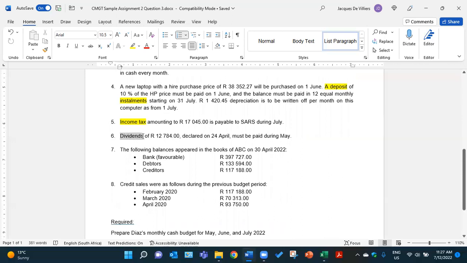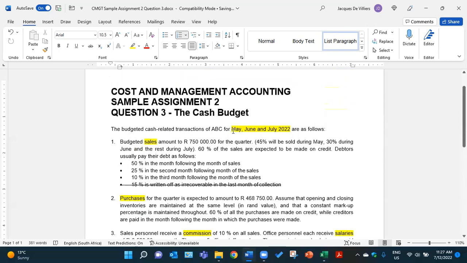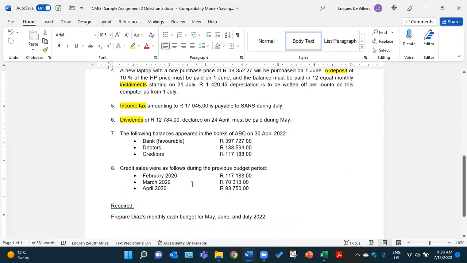Dividends of 12,784 were declared on 24 April, but we're going to pay them in May. Then we are sitting with the following balances that appear on the books, the bank, the debtors and the creditors, and then they give us the credit sales for some of our previous months. Now that makes sense because we will only receive some of the sales that we made in February. We're only going to receive it in March, some in April, some only in May, and May is part of our period. Okay, that is why we have that.